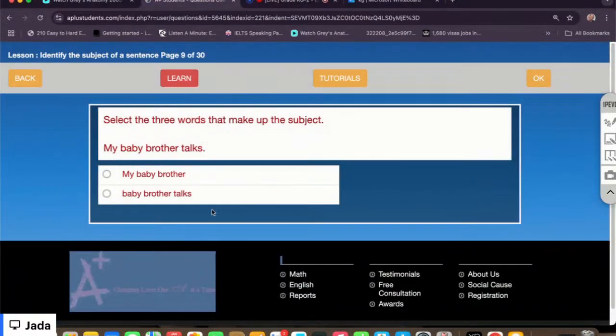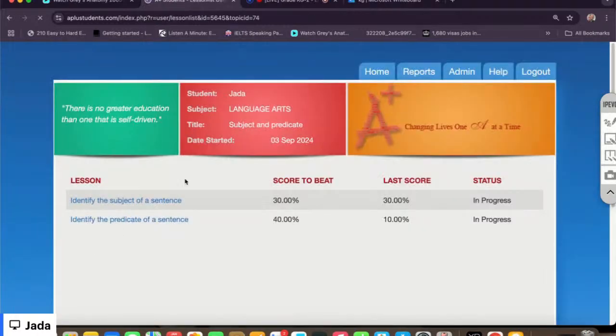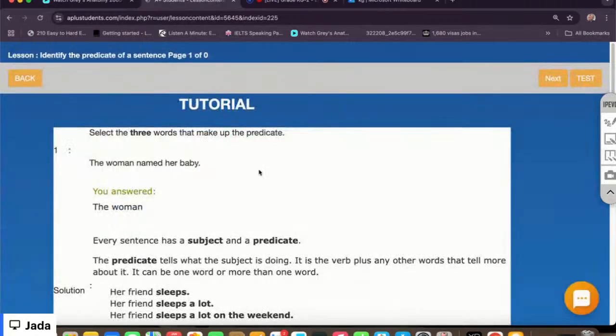Okay, good. So let's move on to the predicate since you guys have no questions. Like we've said, every sentence has a predicate, just like it has a subject. And I've told you all that the subject starts the sentence, and it's who is doing something in the sentence, and then the predicate is what the subject is doing.